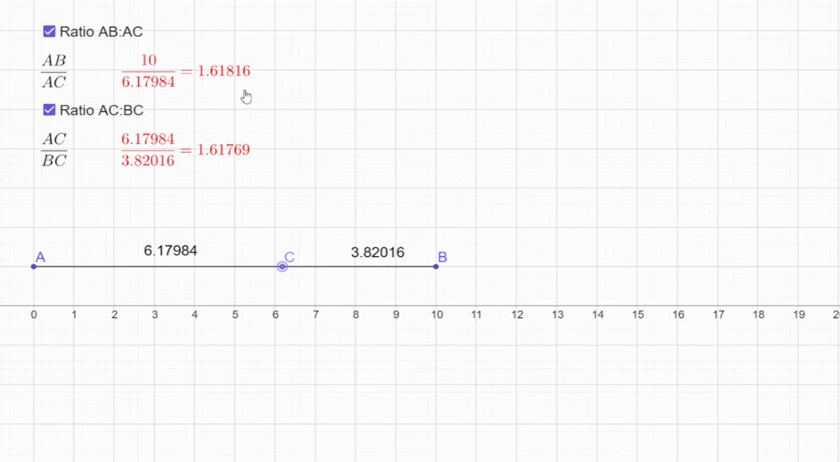Once again, a slightly spooky occurrence, because that's our golden ratio. And I'm going to prove to you that the golden ratio is in fact the exact ratio of AB to AC being equal to AC to BC, algebraically. Okay, here we go.